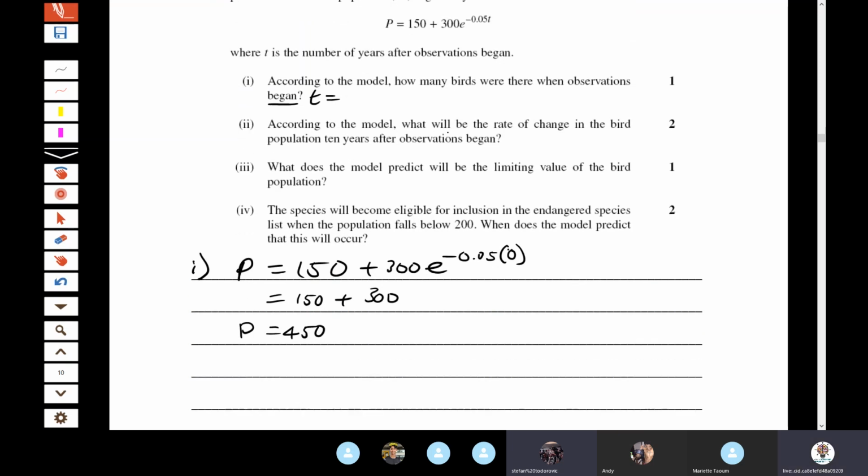According to the model, what will be the rate of change in the bird population? All right. Anyone have any idea of how they would do part II?